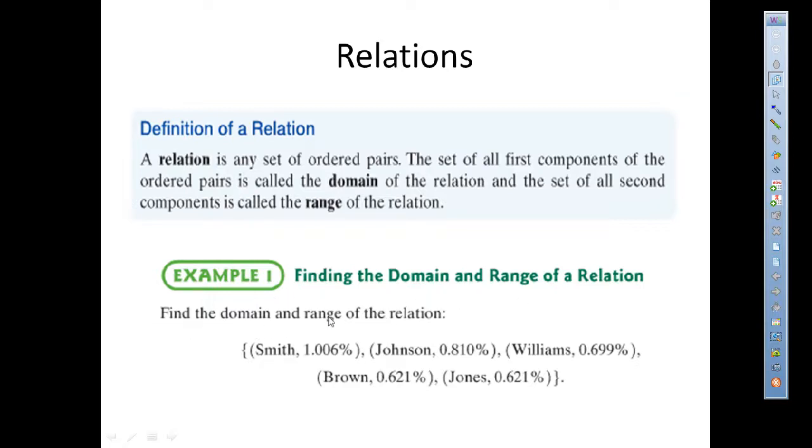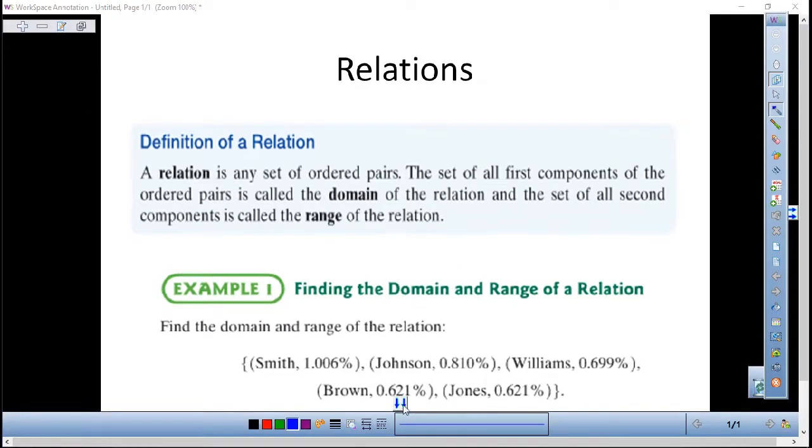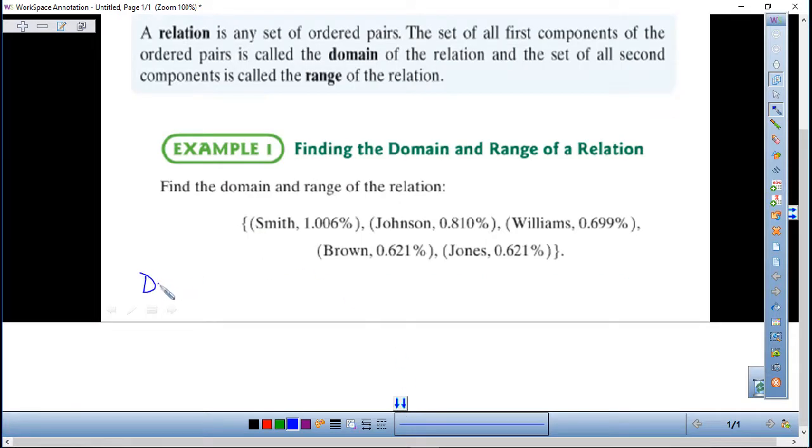All right, so find the domain and range of the relation. The relation we have is Smith is 1.006%, Johnson is 0.810%, Williams 0.699%, Brown 0.621%, Jones also 0.621%. So when we go to list these, the domain, and this is how you list this because these are elements of a set, and when we say the domain, it is the set of elements that are the first components of these ordered pairs.